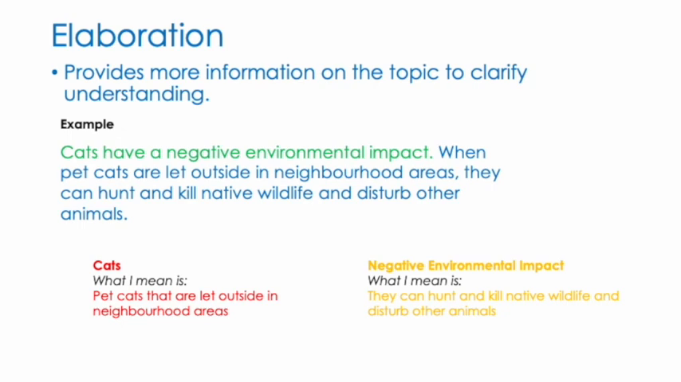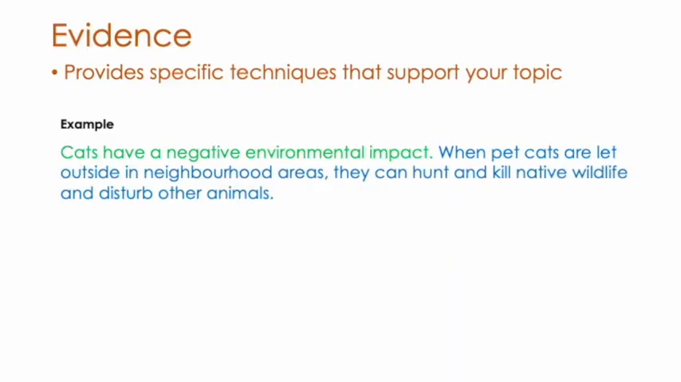When pet cats are let outside in neighbourhood areas, they can hurt and kill wildlife and disturb other animals. Here's an annotated version which shows how the colours match up. The red represents the term that was in the topic sentence that I had to explain in the elaboration, and the yellow shows the other term that I've explained. That's the purpose of the elaboration. My next section is about adding evidence, and in this case I'm going to move through this fairly quickly because it takes me back to my essay plan.